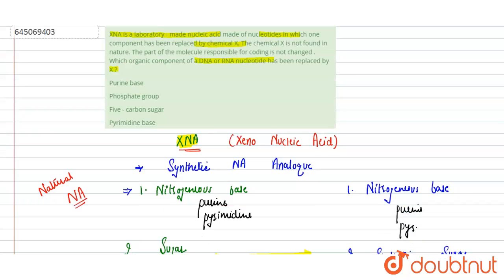So here in the question, they have simply asked which organic component of DNA or RNA nucleotide has been replaced. Purine base, incorrect. Phosphate, incorrect. 5-carbon sugar, this is correct. Pyrimidine base, this is incorrect. Option C is correct. Hope you get it.